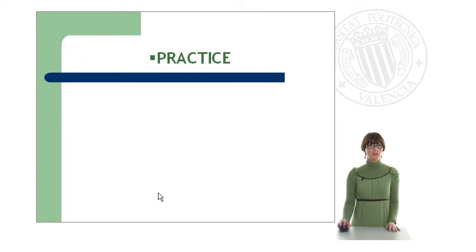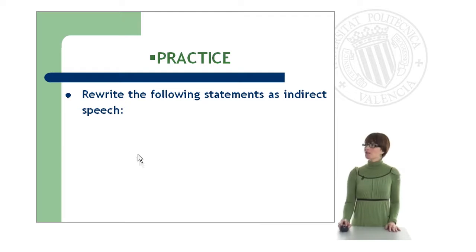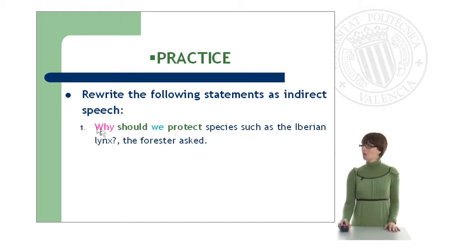Now let's have a look at some practice. In this exercise, you have to rewrite the following statements as indirect speech. So first you have to identify whether the statements are questions, yes or no, or WH questions, or imperatives. And then remember to make all the necessary changes. Let's have a look at the first one. Why should we protect species such as the Iberian lynx? The forester asked. In this case, we have a WH question with why.